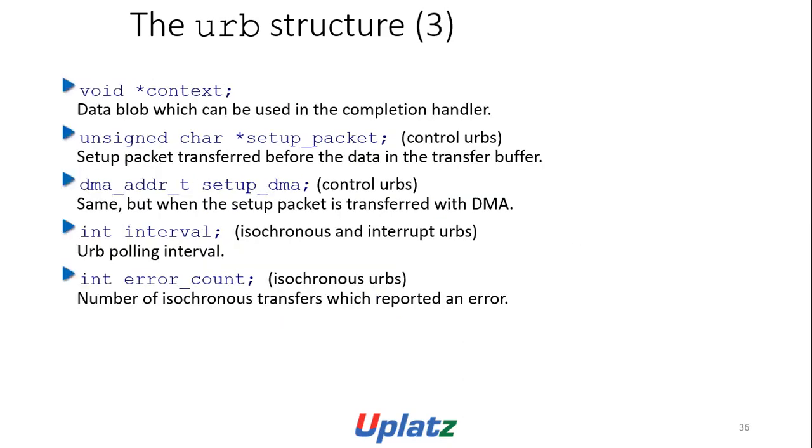void *context: data blob which can be used in the completion handler. unsigned char *setup_packet: control URBs, setup packet transferred before the data in the transfer buffer. dma_addr_t setup_dma: control URBs, same but when the setup packet is transferred with DMA. int interval: isochronous and interrupt URBs, scheduling interval. int error_count: isochronous URBs, number of isochronous transfers which reported an error.